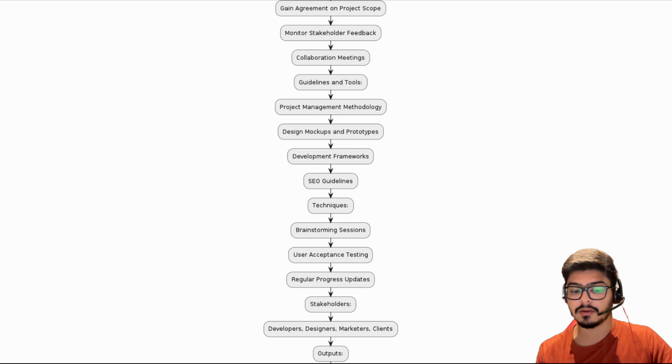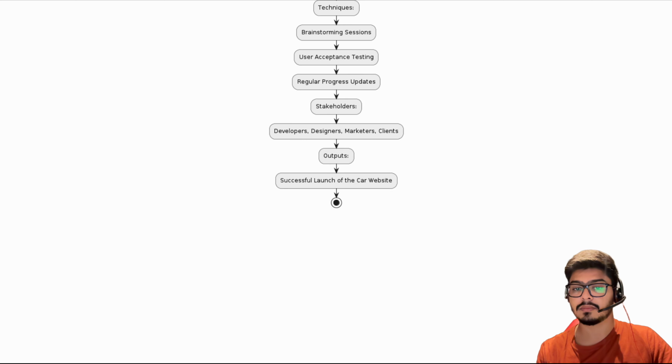Who are involved as stakeholders? A designer, developer, and marketer. What would be the output? The output would be the successful launch of a car website. So that is the output of this particular project, and this will happen by communication.